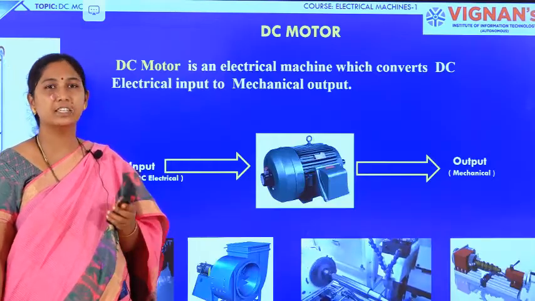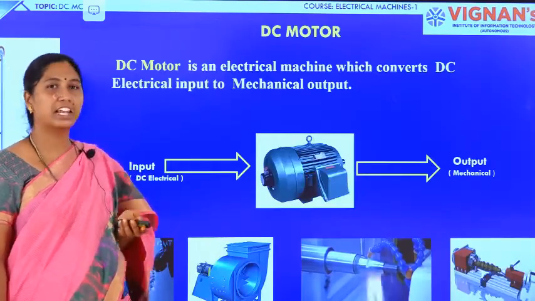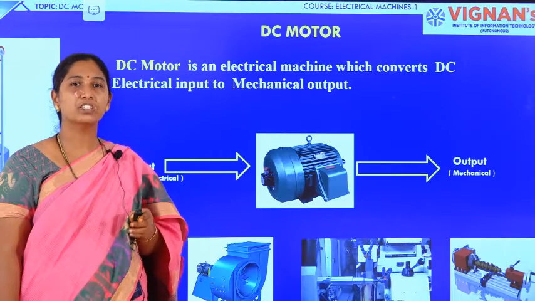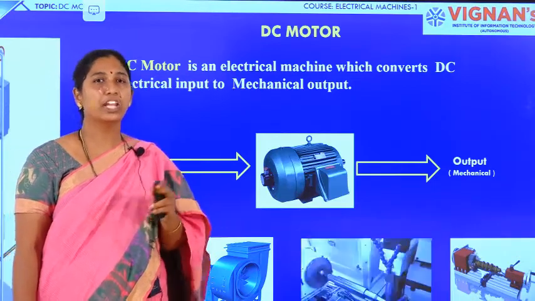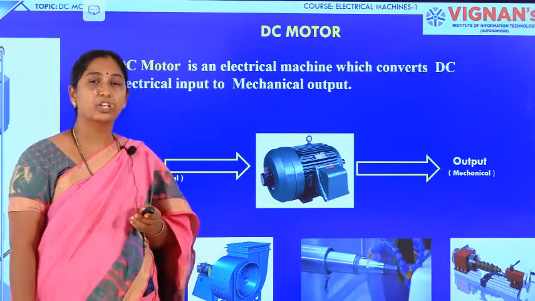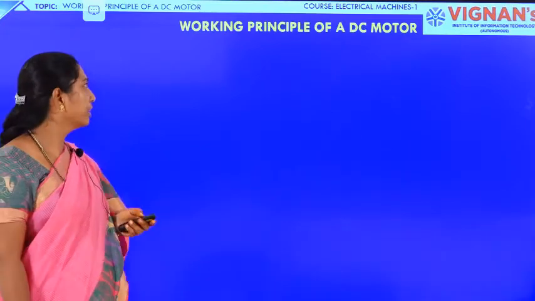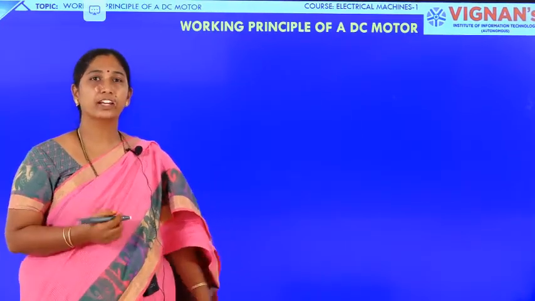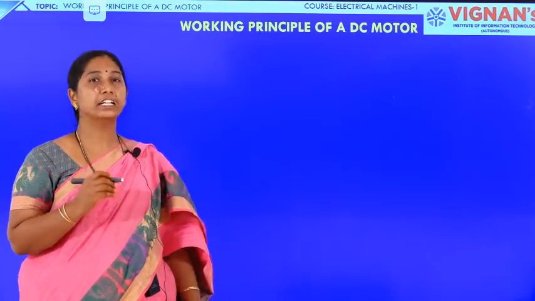So what is a DC motor? A DC motor is an electrical machine which converts DC electrical input into mechanical output. So how does this happen? Now let us look at the working principle of the DC motor.